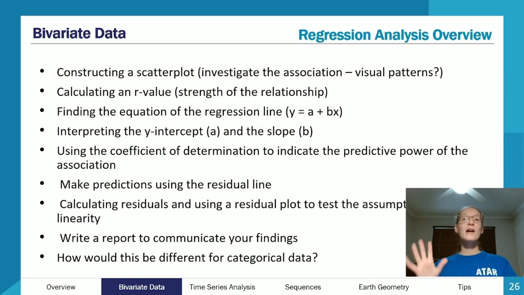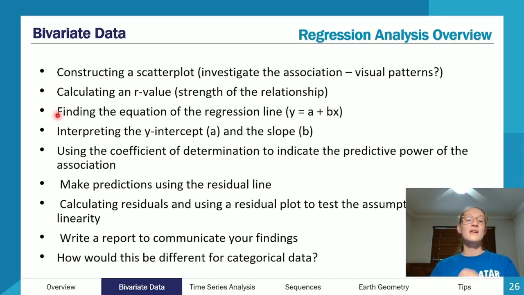So a quick overview to sum up what we just talked about with our scatter plots, which is actually called a regression analysis. You can see the overarching pattern of why we do each step. We start by constructing the scatter plot to see visually whether we can identify an association or a pattern. Then we can calculate an r value to get the precise strength of the relationship, and that also tells us about the direction.